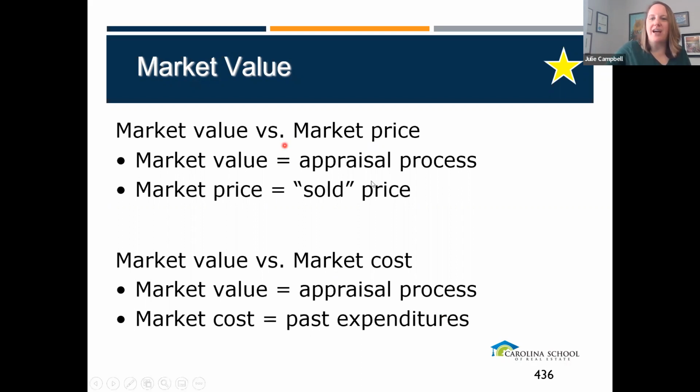Question comes in about a pool adding value. That's really in the eyes of the beholder, isn't it? Some people think a pool adds value. Other people will turn around and run away when they see a pool. So it's really in the eyes of the beholder, as is value. Value is in the eyes of the beholder.